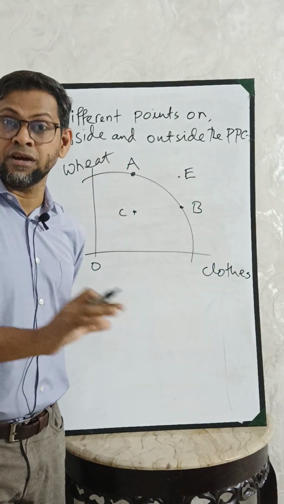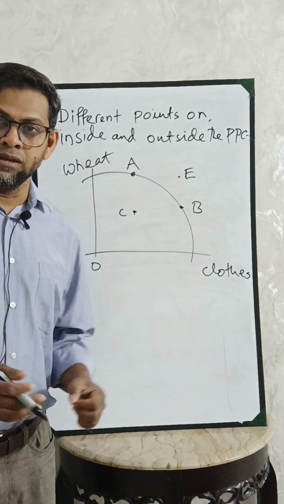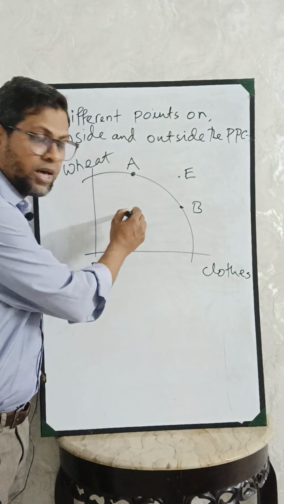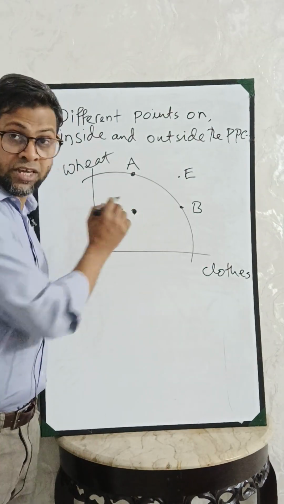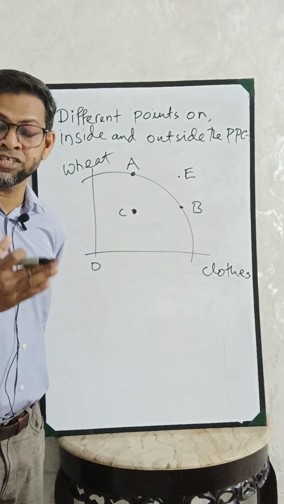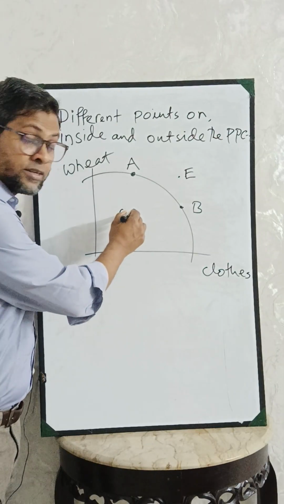Some resources are unemployed. So there are maybe, say, 5 lakh laborers. Out of 5 lakh laborers, maybe 3 or 3.5 lakh workers are utilized in the economy. The remaining 1.5 lakh workers are unemployed. They are searching for jobs, but they couldn't manage one. So those workers are unemployed.